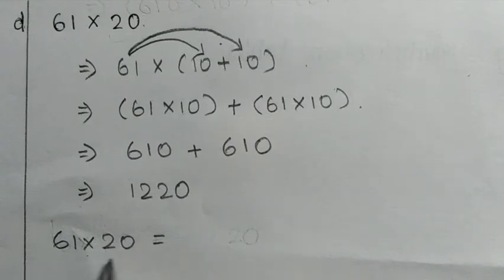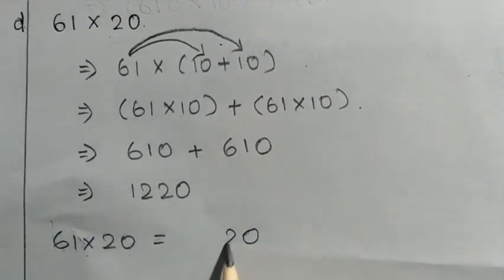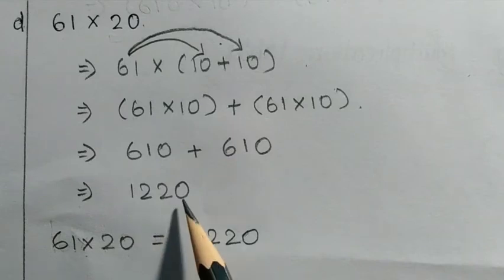Here is another method to solve the same sum. So what you have to do is, there is one 0 at the end. So write the 0 as it is. Now multiply 61 with 2. 1 2s are 2. 6 2s are 12. See, both the answers are same. You can either use this method or this method while solving the problem.